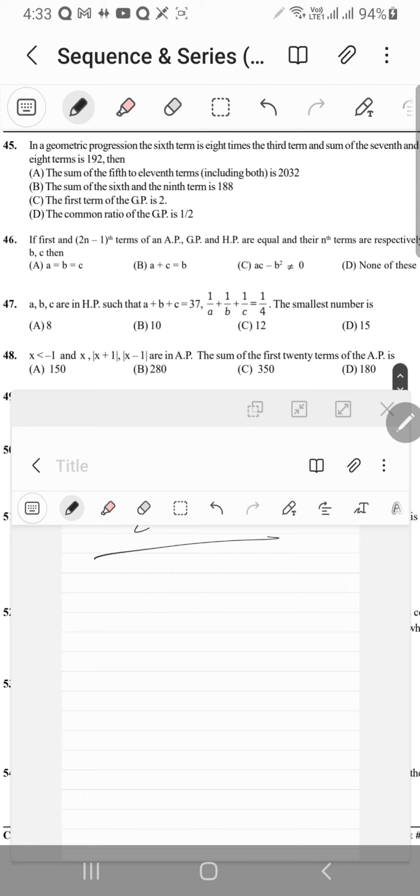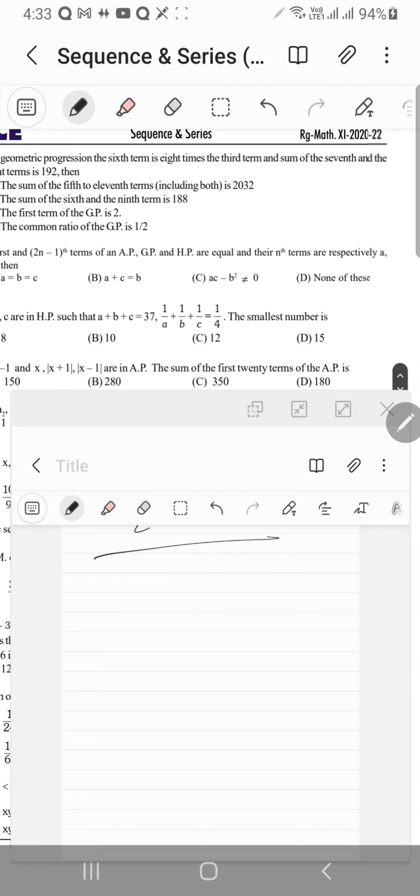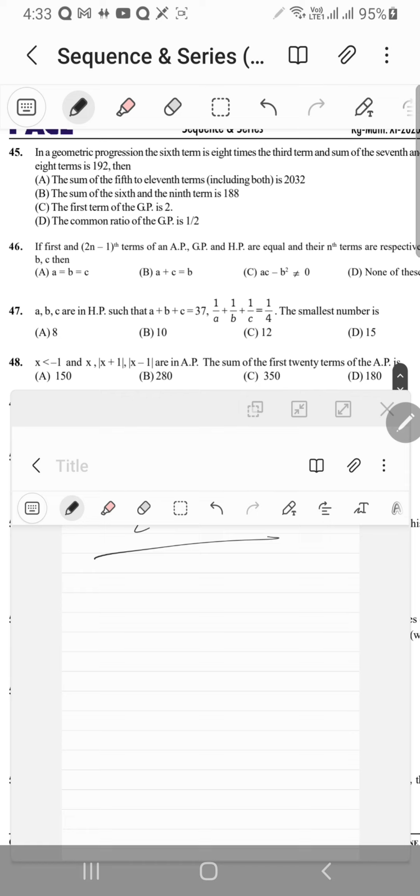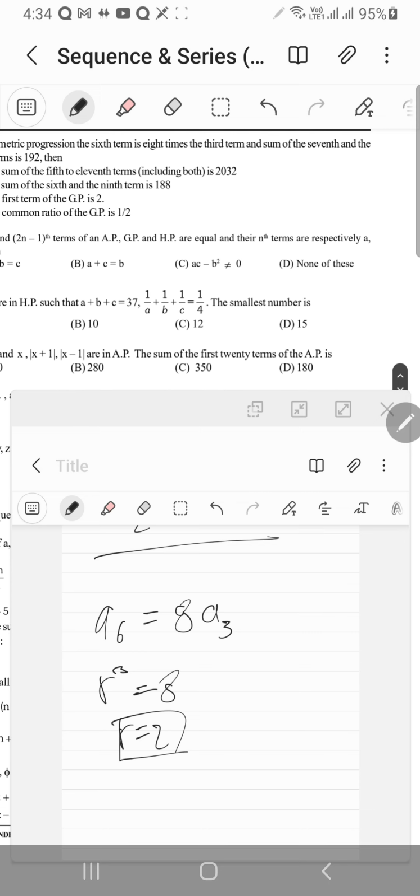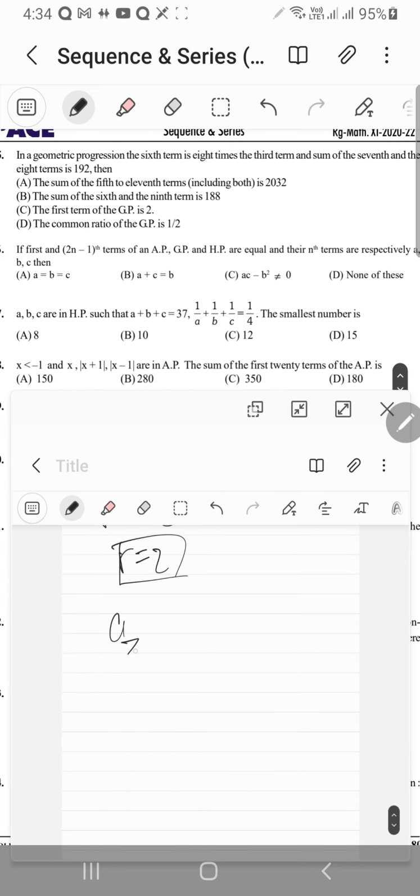In the geometric progression, the 6th term is 8 times the 3rd term, and sum of the 7th and 8th term is 192. Okay, in a GP, the 6th term is 8 times the third term. That means r cube is 8, r is 2. There you go. And the sum of the seventh and eighth term, so a7 plus a8 is 192. So that means, what do you want to find though? Sum of the fifth to 11th term.